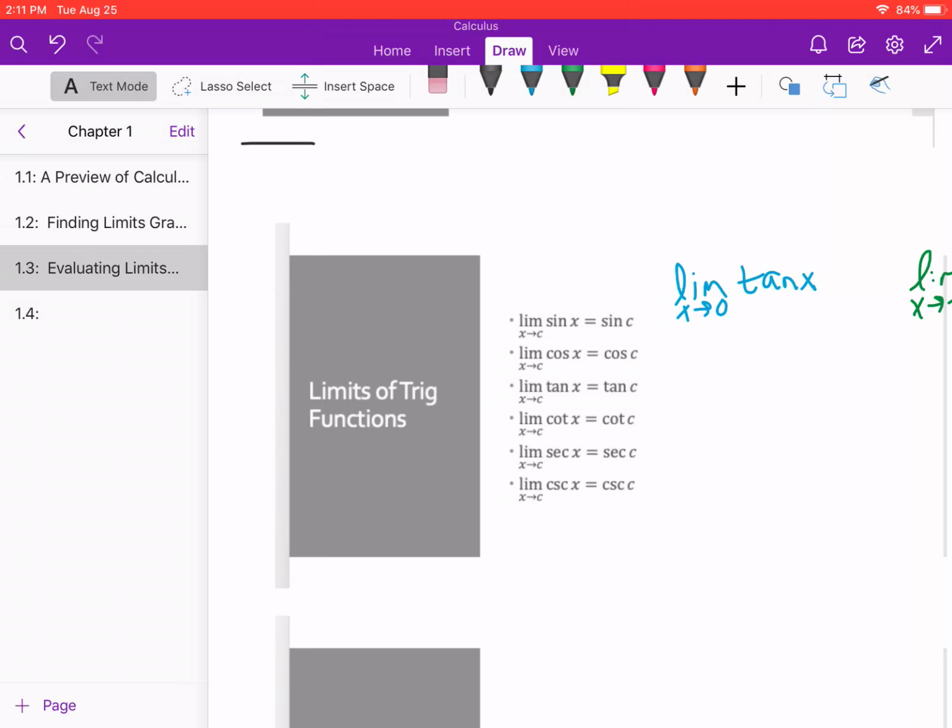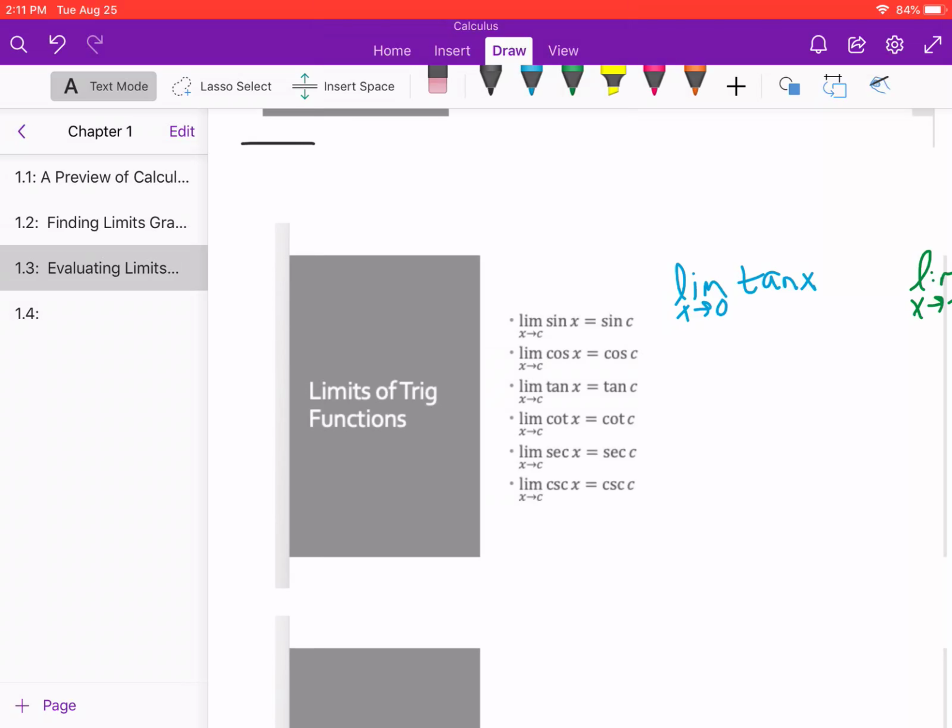This is 1.3 Evaluating Limits Analytically, Day 2. So yesterday we talked about a bunch of our basic rules for finding limits. We're going to continue with that. So the first thing we're going to talk about is limits of trig functions.